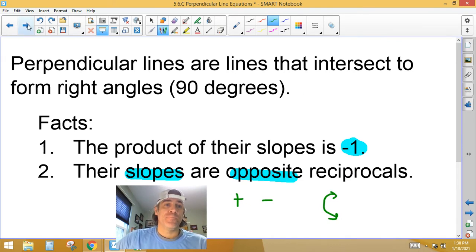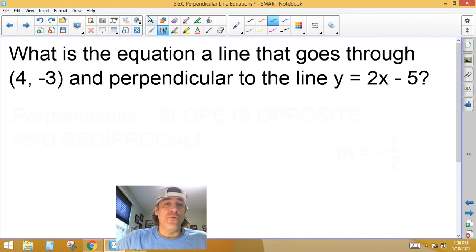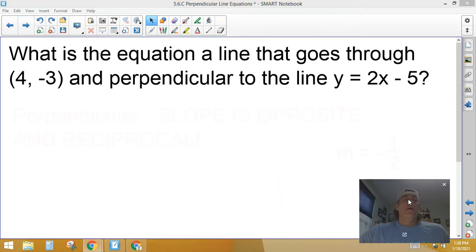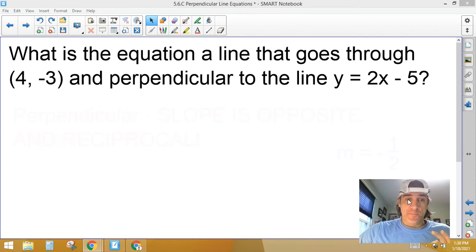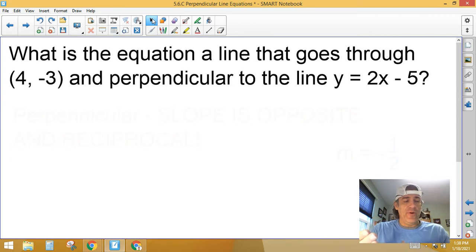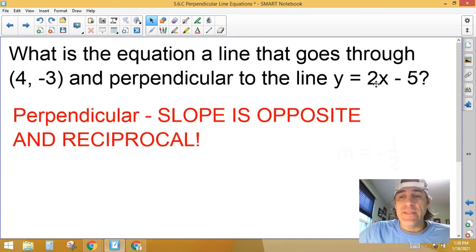Okay? So this is very similar now to the work we did in our previous lesson, except we're dealing with perpendicular. So what is the equation of a line that goes through 4, -3 and is perpendicular to the line y equals 2x minus 5? The problem we had last section, it was parallel to it. Now I want to know if it's perpendicular to it. So if it's perpendicular to it, we must remember the slope will be its opposite and the reciprocal. So what would the slope of a line perpendicular to this line be?